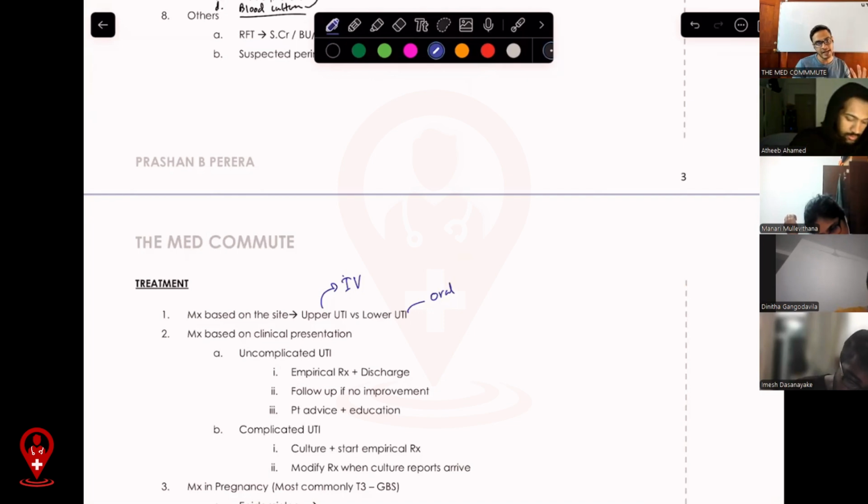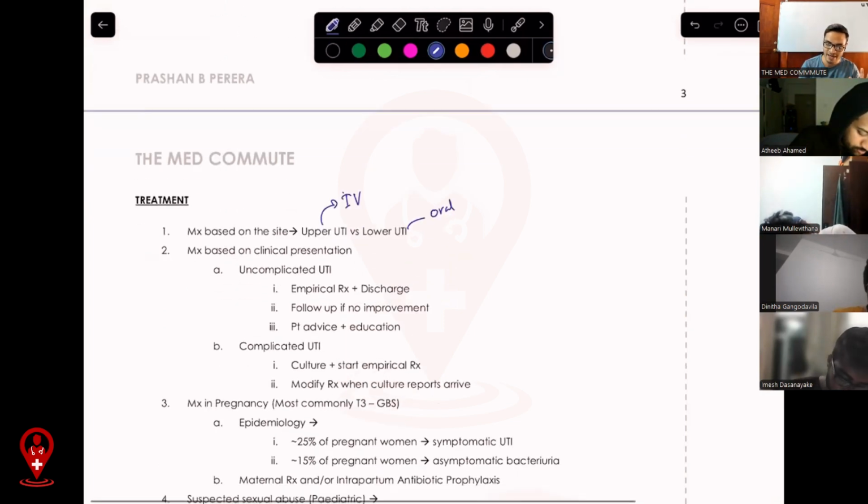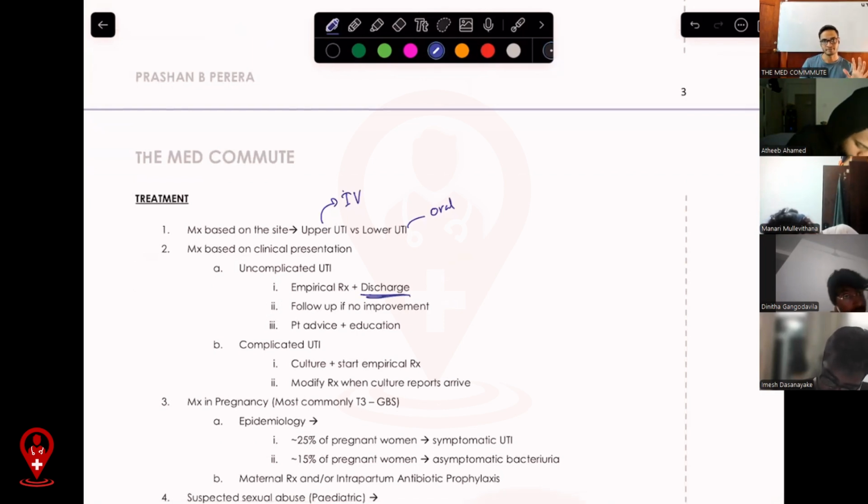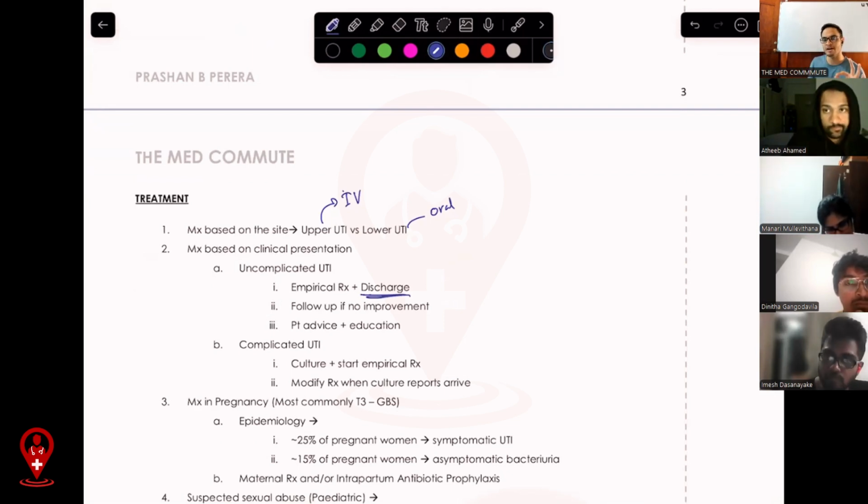If it is uncomplicated, we can directly start empirical therapy and discharge the patient. We tell the patient, especially adults, that if there is no improvement, they should come back. If the symptoms disappear, there is no need to come back for follow-up. Simple UTIs need no follow-up. Only if there is no improvement within 1 week, come back. And then patient advice and education, which we'll talk about in a little bit.